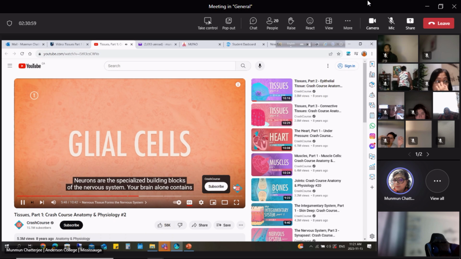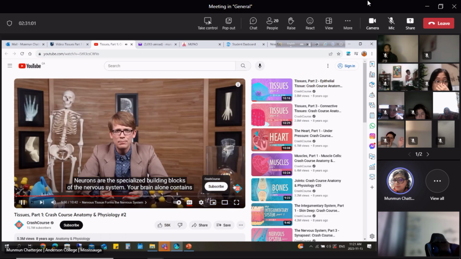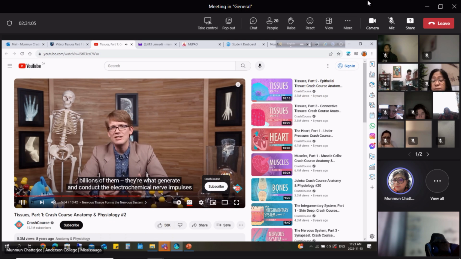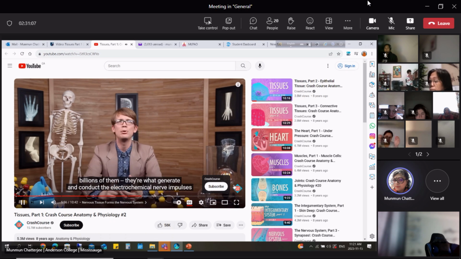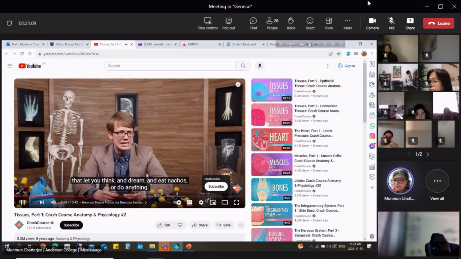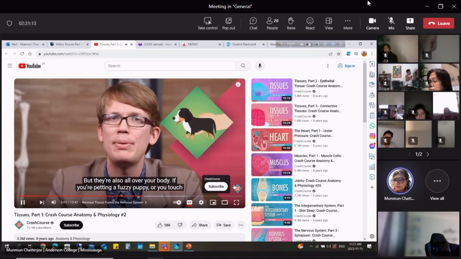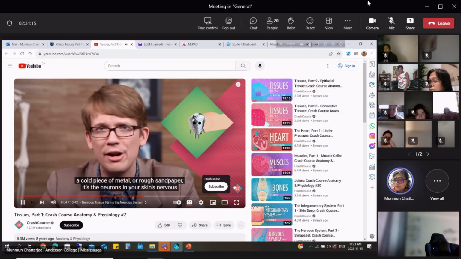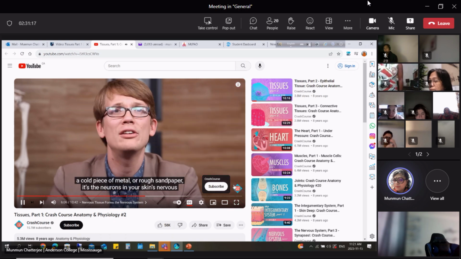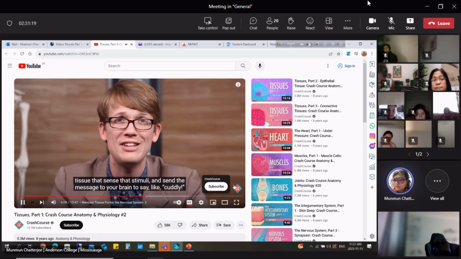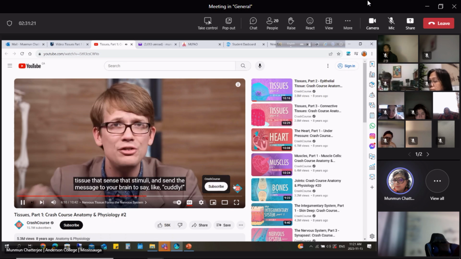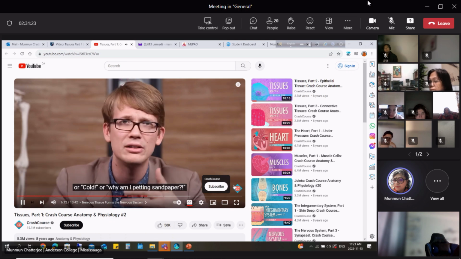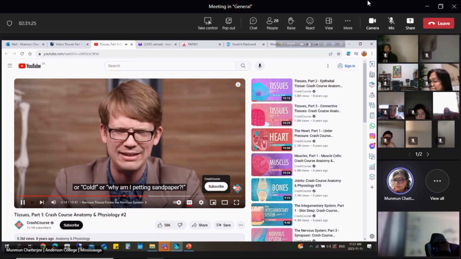Neurons are the specialized building blocks of the nervous system. Your brain alone contains billions of them. They're what generate and conduct the electrochemical nerve impulses that let you think and dream and eat nachos or do anything. But they're also all over your body. If you're petting a fuzzy puppy or you touch a cold piece of metal or rough sandpaper, it's the neurons in your skin's nervous tissue that sense that stimuli and send the message to your brain to say, like, cuddly or cold or why am I petting sandpaper?